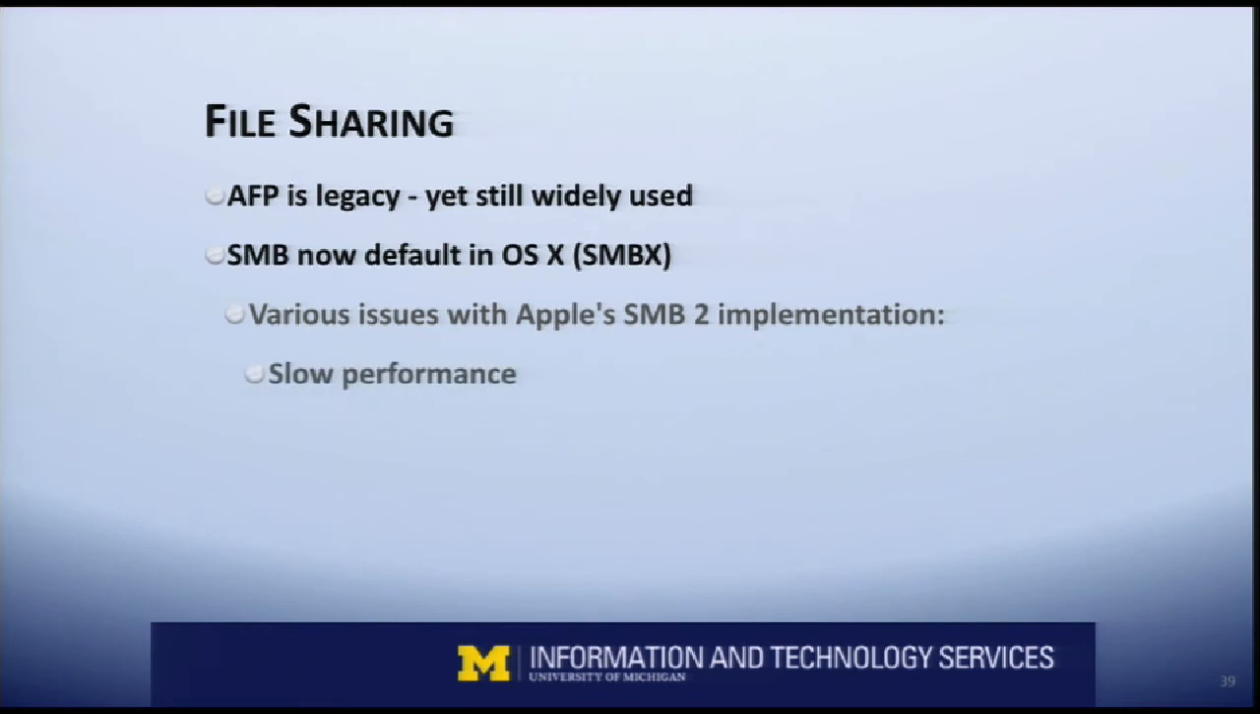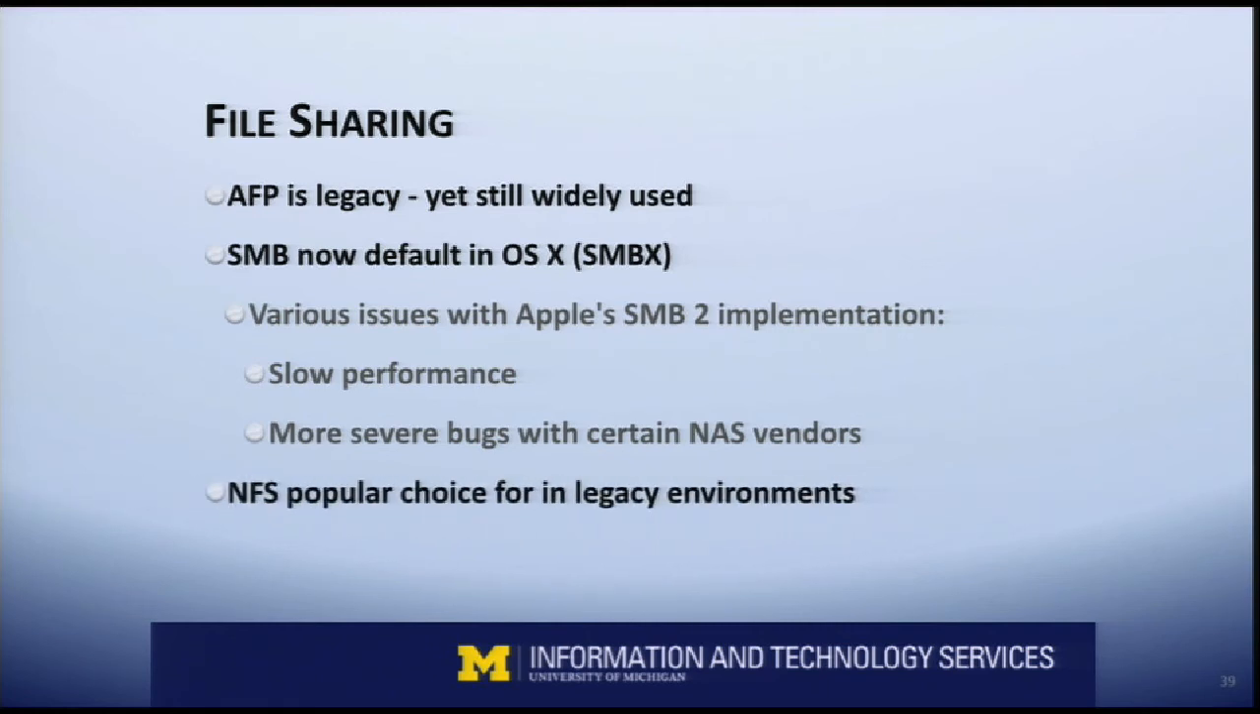So the SMB2 implementation that Apple gives you on the client side is not great. The performance isn't great. If you have a couple thousand folders or files in a folder, you will wait till next week for that to list. Switching back to SMB1 is one solution. There are bugs with certain NAS vendors that may or may not include kernel panics.